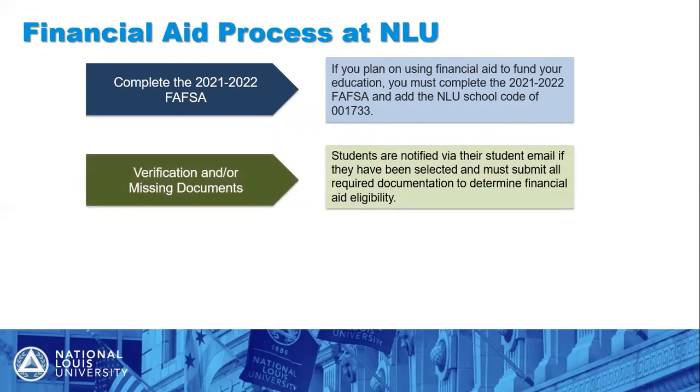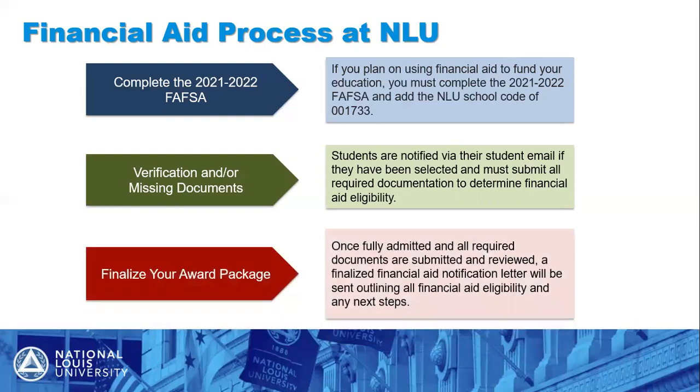Next, if you are selected for verification or you have any other missing documentation, you are notified via your student email if you have been selected and must submit required documentation to determine your financial aid eligibility. So continuously check your student email for notification in case we need additional documentation from you. And last, after all that documentation is submitted and reviewed and you are fully admitted, we will send you a finalized financial aid notification letter outlining any next steps as well as your financial aid eligibility for the year.